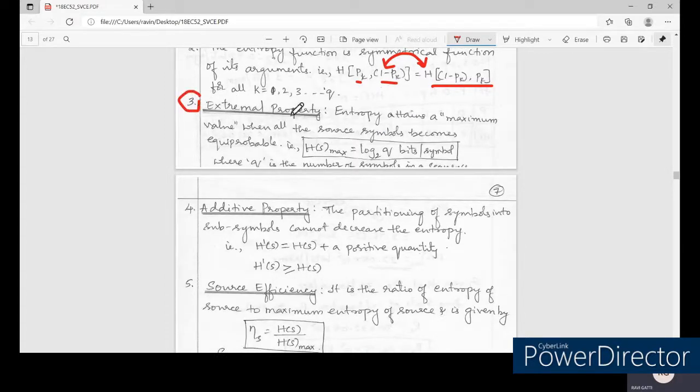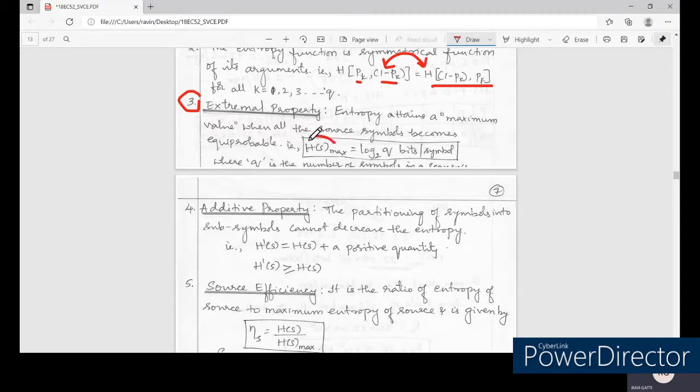The third case is very important. It is also called the extremal property. What do you mean by extremal property? The entropy attains a maximum value when all the source symbols become equiprobable. Let us read this statement once again. Extremal property: entropy attains a maximum value when all the source symbols become equiprobable.